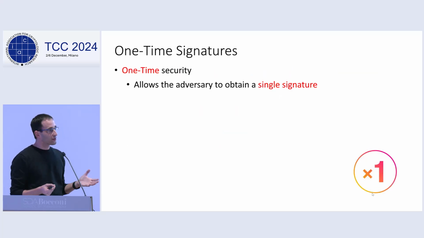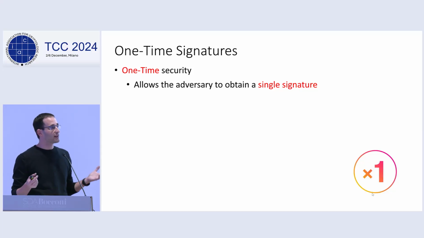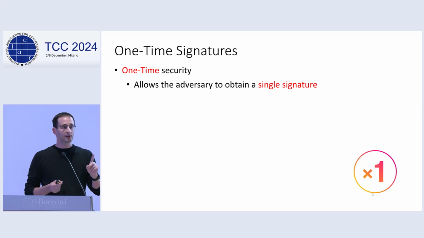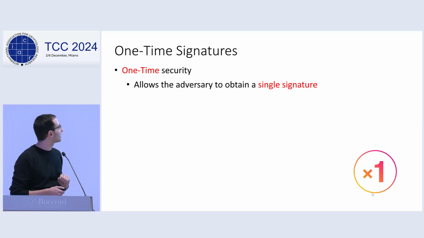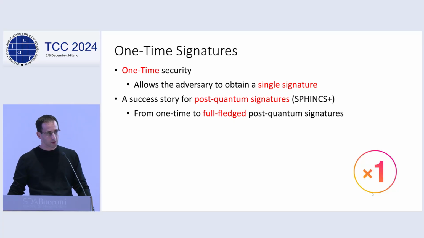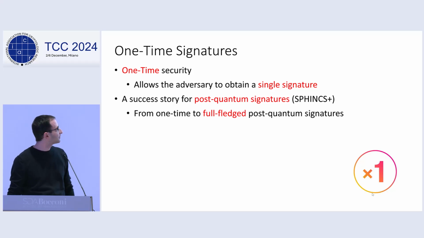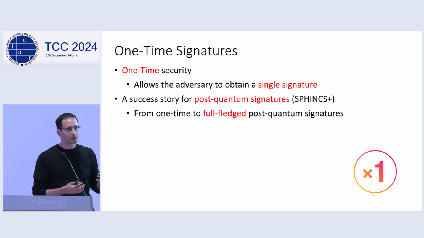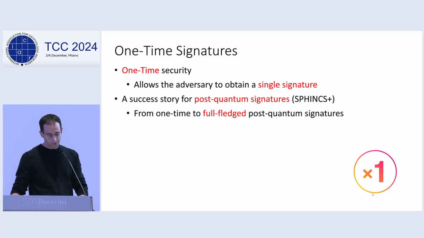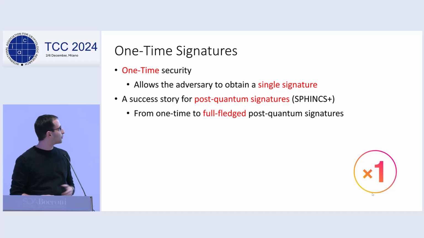So the first notion is one-time signatures. It allows the adversary to obtain a single signature. So just one. Last talk we talked about NIST. This was actually a big success story for NIST. If you know the SPHINCS scheme, to get a post-quantum signature they actually started with a one-time signature and then boosted this to full-fledged security, and did it in a very practical way.